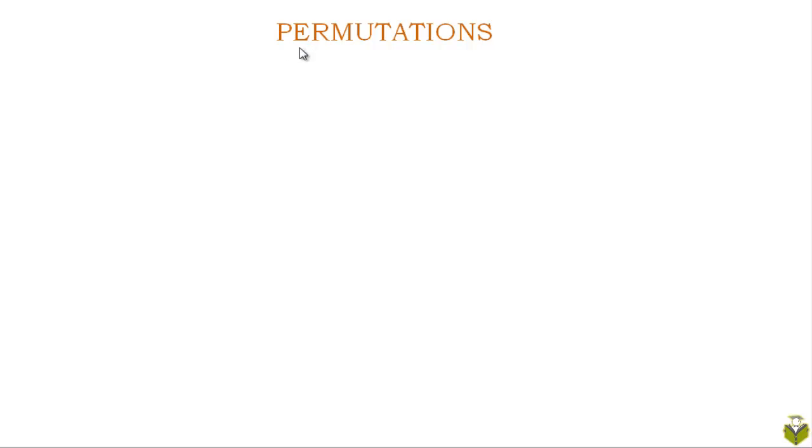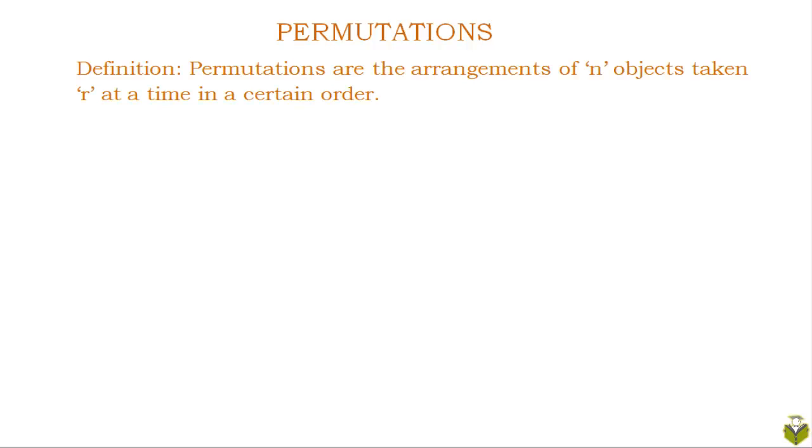So in this lecture, we'll cover the new topic of permutations. So I guess you have been waiting for this now. And let me first define what permutation is, and I'll explain it through an example. So permutations are the arrangements of n objects taken r at a time in a certain order. So the key point is that you should have n objects and you take them r at a time, and the arrangements are in a certain order.